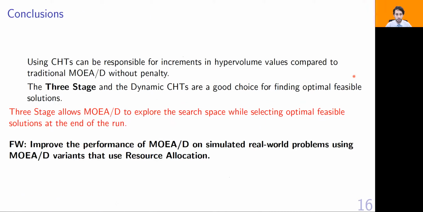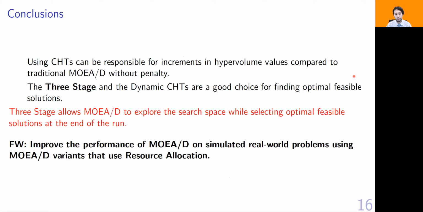So conclusions of this work. As I talked before, using CHTs can be responsible for increments of hypervolume compared to MOED without penalty. The three-stage CHT that we proposed in this work and the dynamic CHT are good choices for finding optimal feasible solutions. The three-stage allows MOED to explore the search space while selecting optimal feasible solutions at the end of the run. So we first explore a lot and then we start to polish and find optimal feasible solutions.